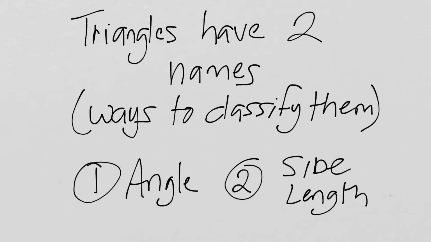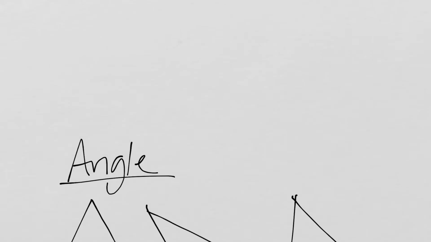One is based on their angles, the angles they have inside them. And two is based on the length of their sides, whether they have the same length as another side or if they have all different side lengths, something like that. So first, let's take a look at angles.